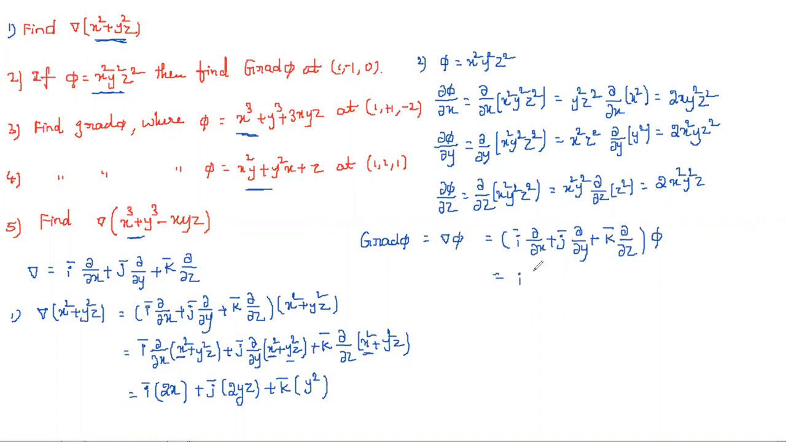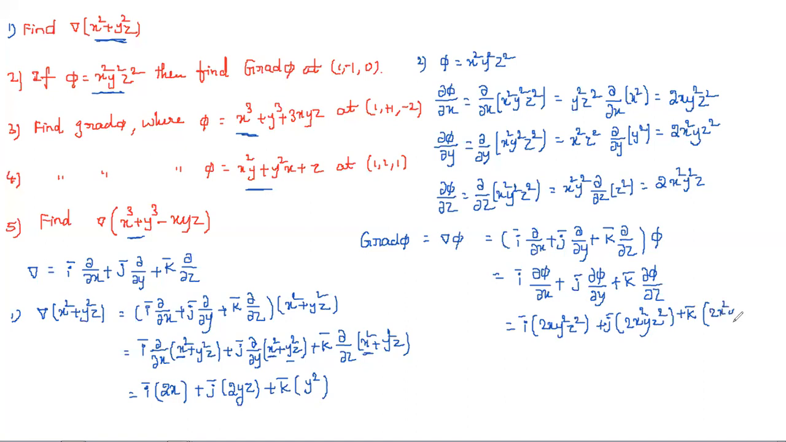Multiplying, we get i bar into dou phi by dou x plus j bar into dou phi by dou y plus k bar into dou phi by dou z. Simply substitute those things: i bar into dou phi by dou x, which we already calculated as 2xy square z square, plus j bar into 2x square y z square plus k bar into 2x square y square z.